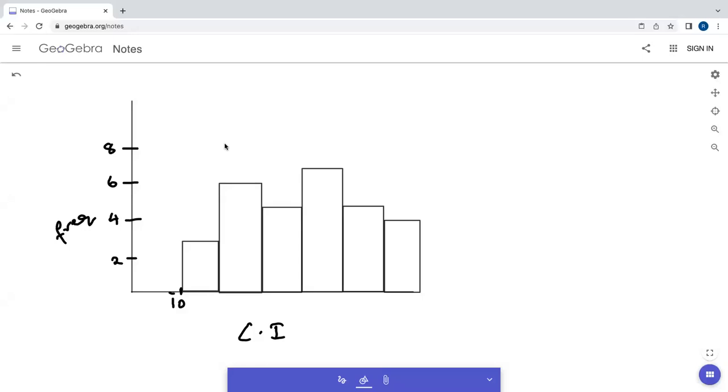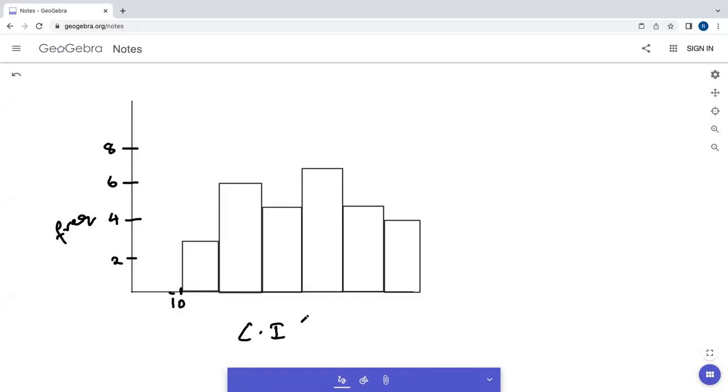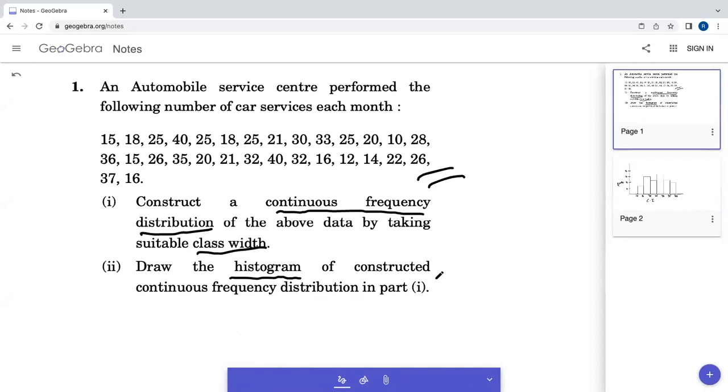If you look at this, the class intervals here are 10, 15, 20, 25, 30, 35, and 40. So that's it. We have done this also.